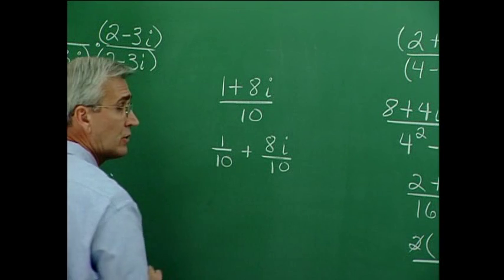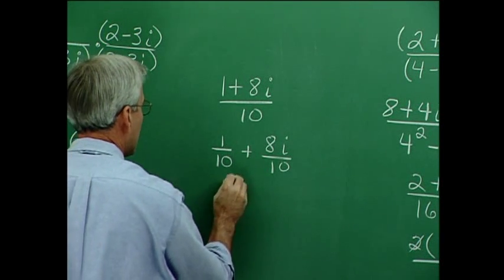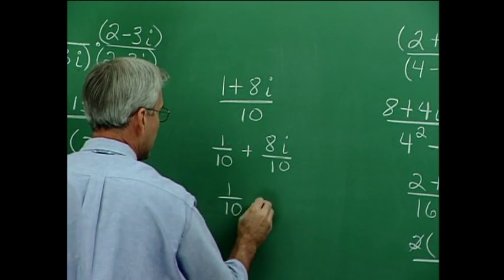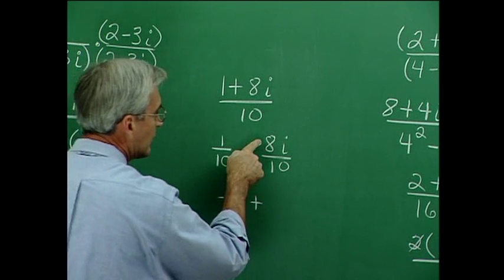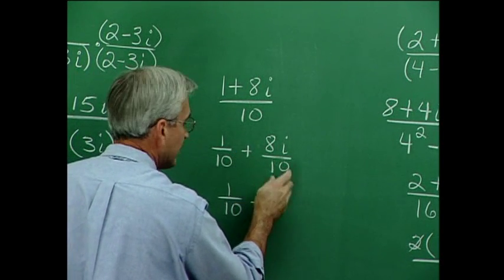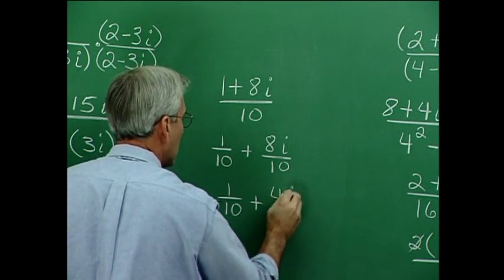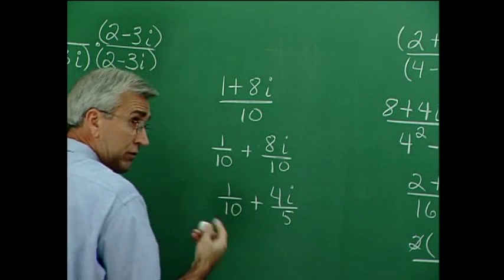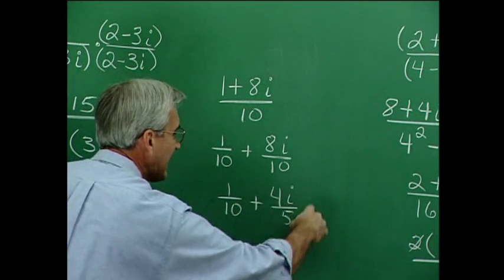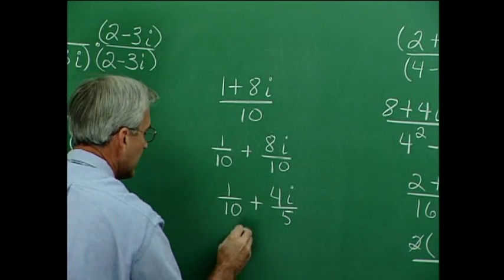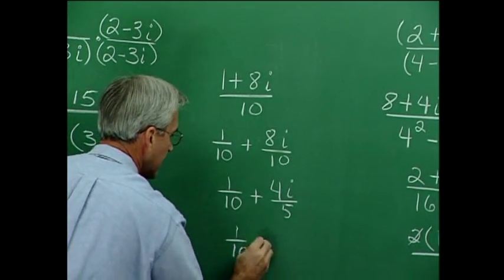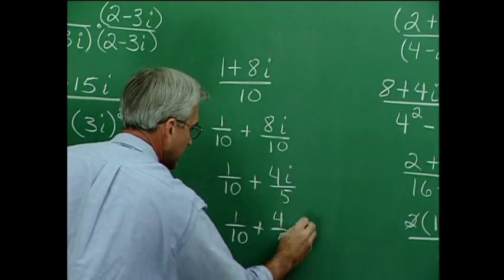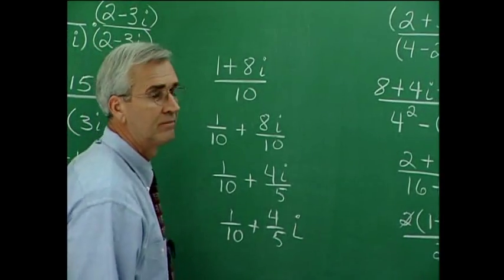And then in this fraction, we have an additional reduction that's possible. So we have 1/10 plus, let's see, 2 into 8, 4; 2 into 10, 5. So we have 4i over 5. And further, we would probably write a distinct coefficient of i over here and write this then as 1/10 plus 4/5 i as the final answer.